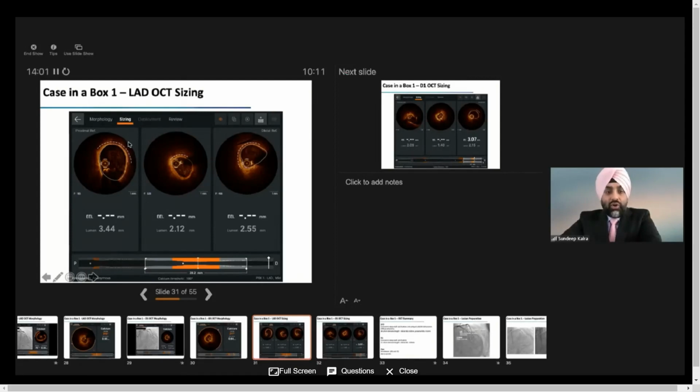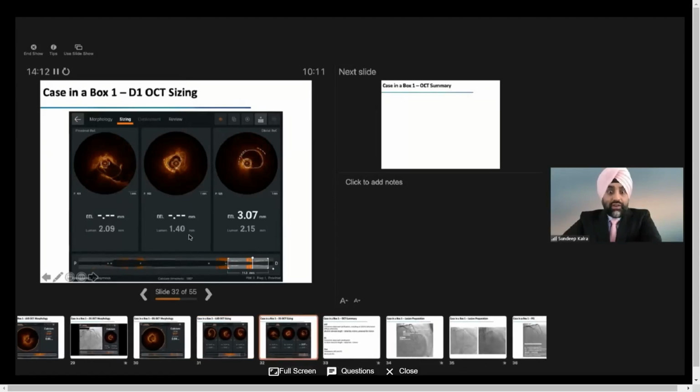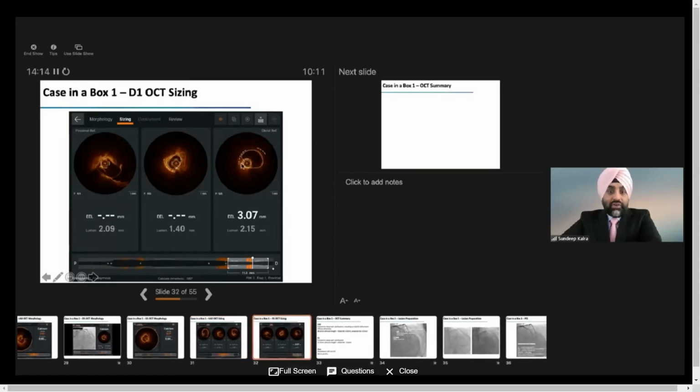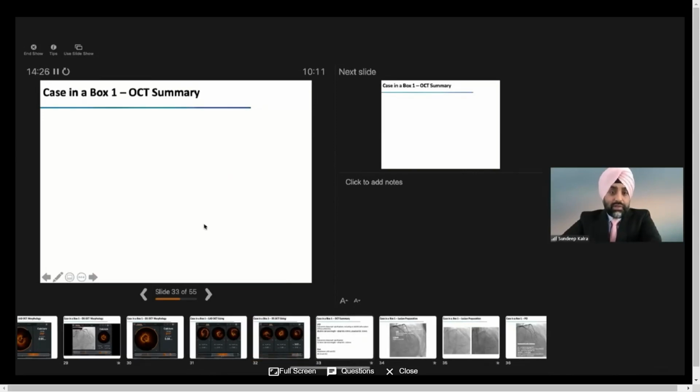Now, we haven't got enough EEL, so we haven't got more than 180 degrees of EEL to be able to detect an EEL length. So all we have is the lumen size here, but in the diagonal as well, we can see there is 180 degrees of EEL detection. So distally, where I would think about landing a stent, although the lumen size is only 2.15 millimeter diameter, the EEL is a 3 millimeter vessel.